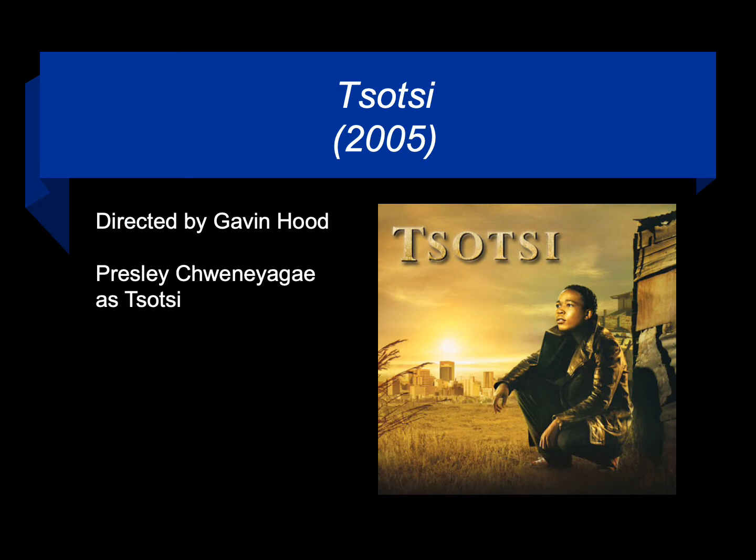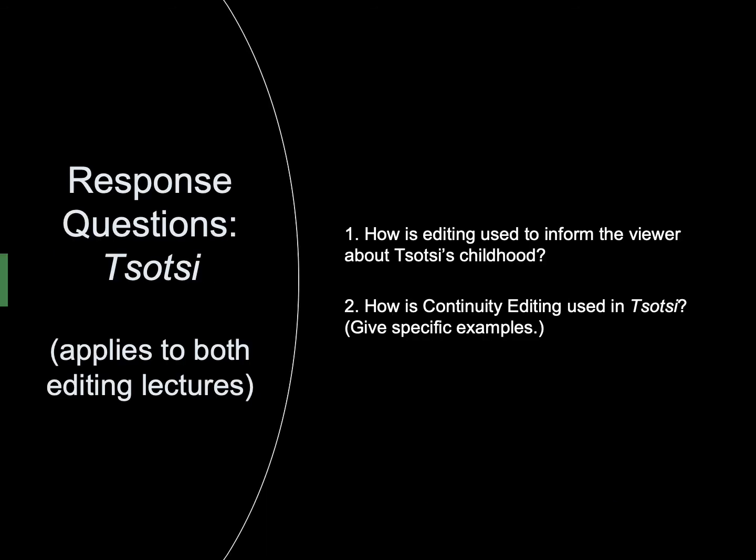Tsotsi, 2005. This South African film is directed by Gavin Hood. It is the assigned film for the Editing 1 and Editing 2 lectures. Response questions for Tsotsi. How is editing used to inform the viewer about Tsotsi's childhood? Or, how is continuity editing used in Tsotsi? Give specific examples.